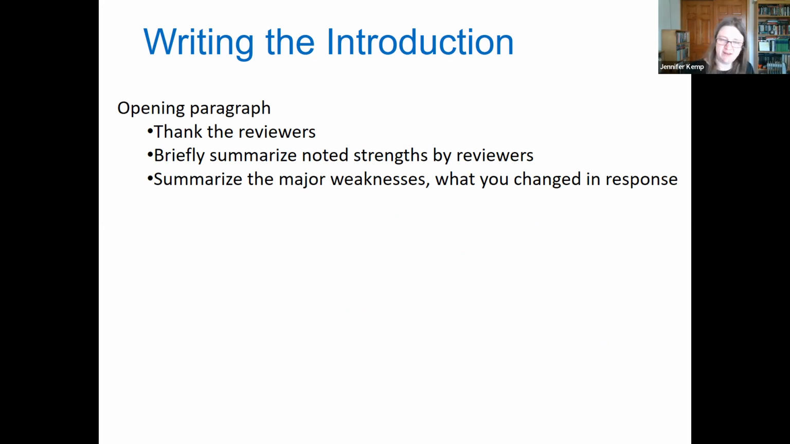My preferred way of doing this, and a good structure I think most people follow, is to have an opening paragraph where you just take a sentence or two and thank the reviewers. You can briefly summarize the strengths. You don't need to spend a lot of space going into the strengths because they know what they liked and they remember, and that's kind of a waste of space. But you can just have a sentence or a half sentence summarizing the strengths that they noted. And then I recommend that you also summarize the major weaknesses that they identified in your grant and take that opportunity to address what you have changed in the response. And I'll give you an example in a couple minutes.